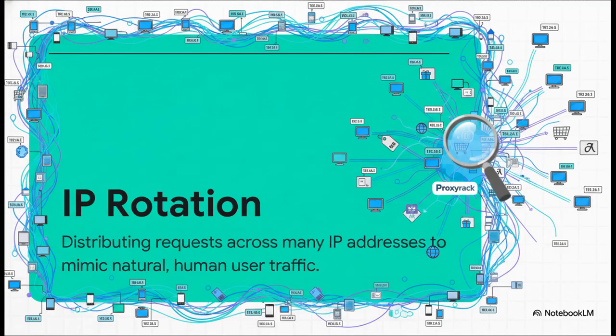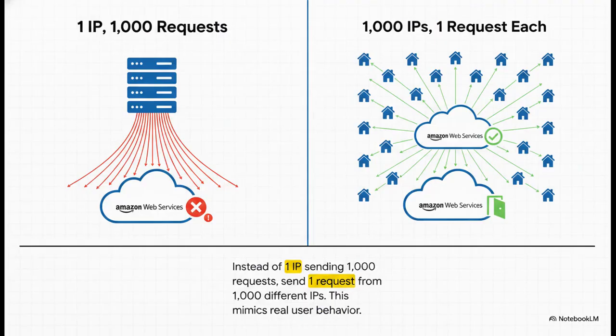Instead of making all of your requests from your one server's IP address, you spread them out across a huge pool of different IPs. By doing this, your scraper's activity just blends in. It looks like thousands of different, real people just browsing the site like they normally would. And this slide right here explains it perfectly.